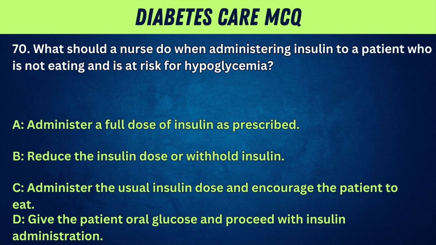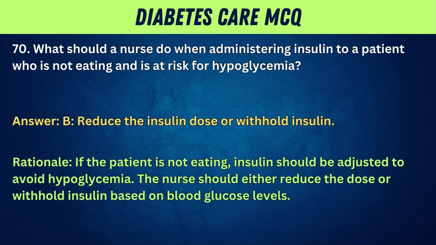B. Reduce the insulin dose or withhold insulin. C. Administer the usual insulin dose and encourage the patient to eat. D. Give the patient oral glucose and proceed with insulin administration. Answer. B. Reduce the insulin dose or withhold insulin. Rationale. If the patient is not eating, insulin should be adjusted to avoid hypoglycemia. The nurse should either reduce the dose or withhold insulin based on blood glucose levels.